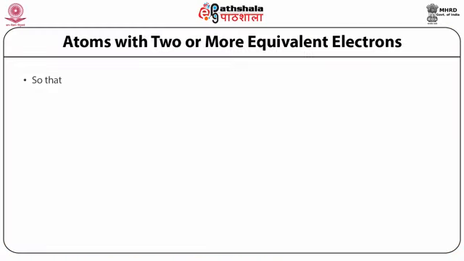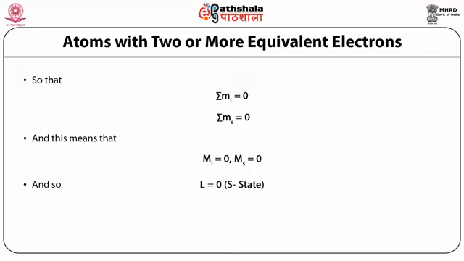The closed subshell consists of the maximum number, 2l plus 1, of equivalent electrons in antiparallel pairs, so that sigma ml is equal to 0 and sigma ms is equal to 0. This means that ML is equal to 0, MS is equal to 0, and so L is equal to 0, the S state. S is equal to 0, 2S plus 1 is equal to 1, which is a singlet state, and J is equal to 0. That is, the only possible term is 1S0.